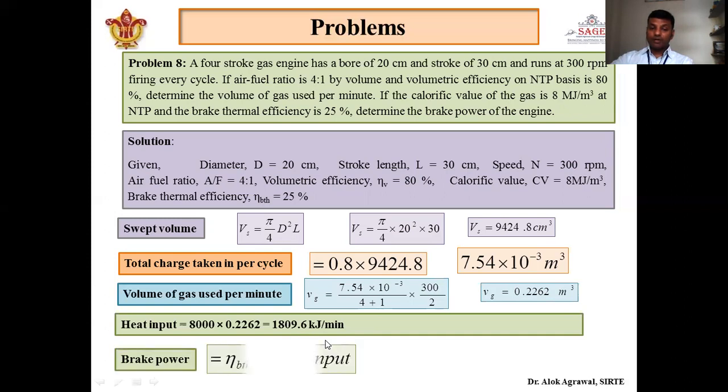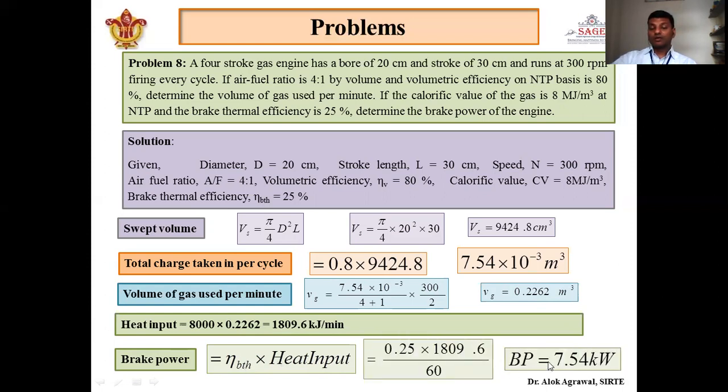Next is brake power. Brake power is brake thermal efficiency into heat input, because we know brake thermal efficiency is brake power upon MF into CV. Here we have already calculated MF into CV, so we just multiply it by brake thermal efficiency. We get brake power as 7.54 kilowatt. So this is our brake power.